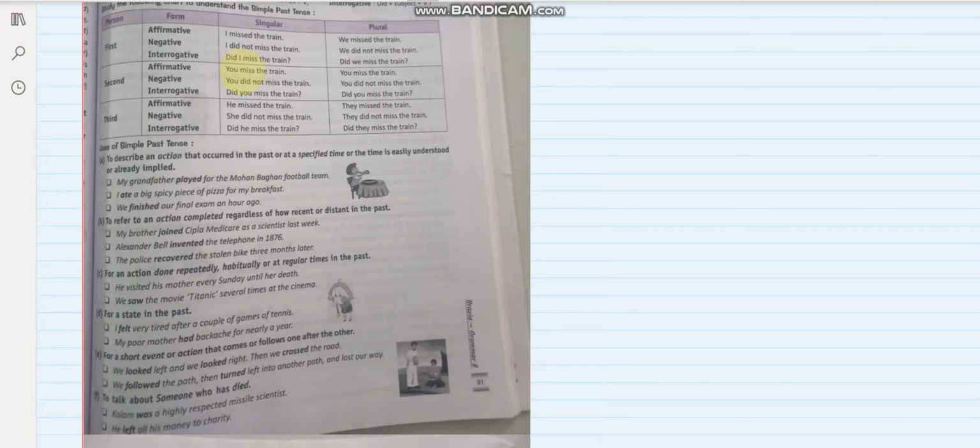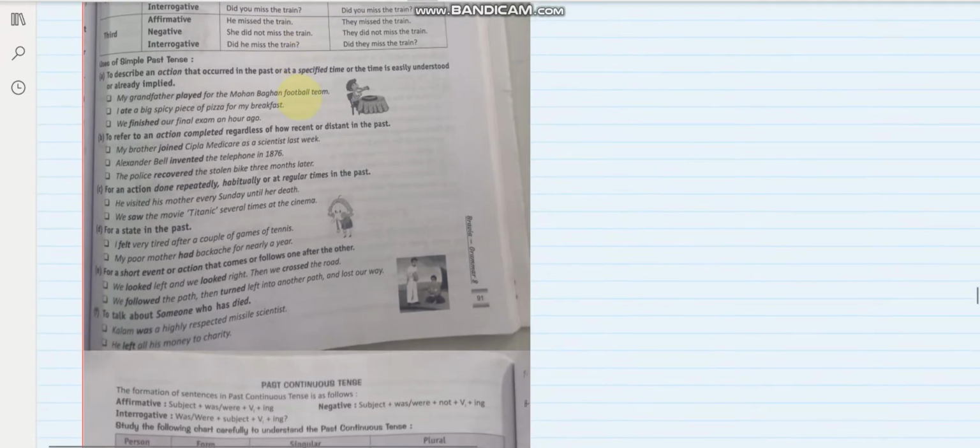See here, it's a mistake. It should have been you missed the train. Right? And here you did not miss the train. This is correct. Did you miss the train? This is also correct. But the very first line, it should have been missed the train. So here is a printing mistake. Please take care of it.